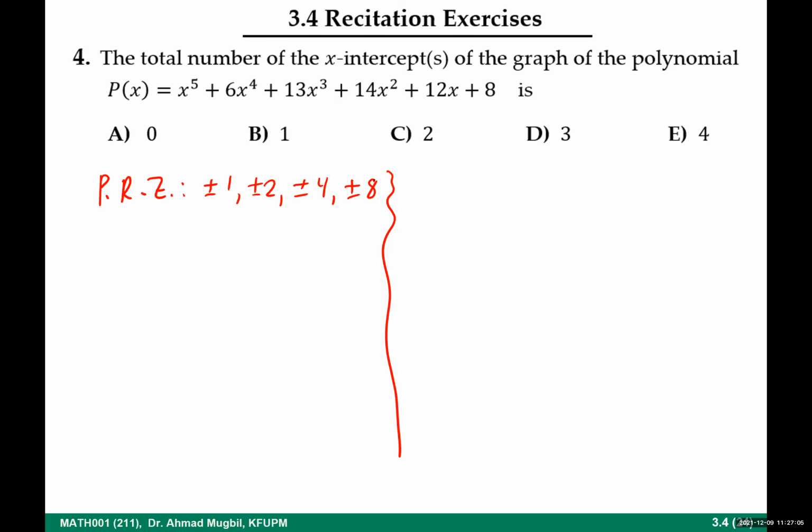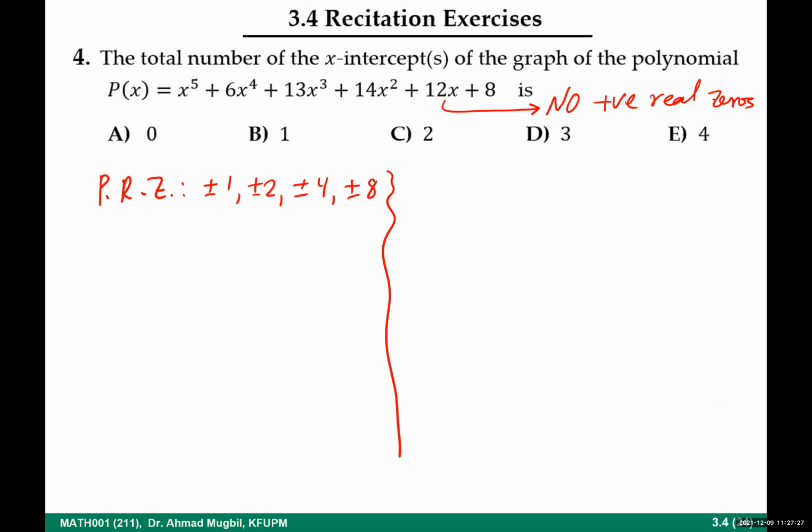Notice that there is no change of what? No change of signs. So no variation here. The number of variations is 0. So we can conclude from the beginning that there are no positive real zeros.